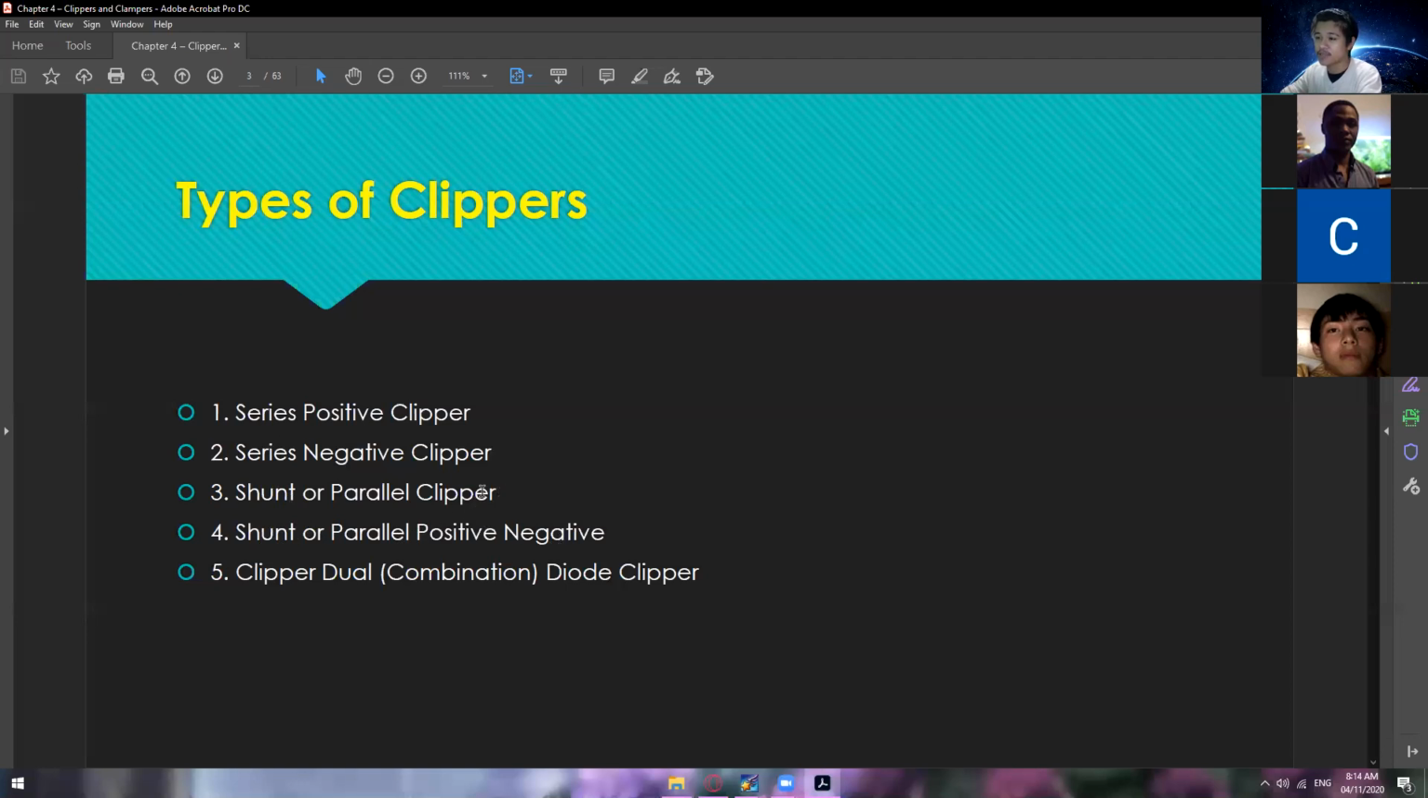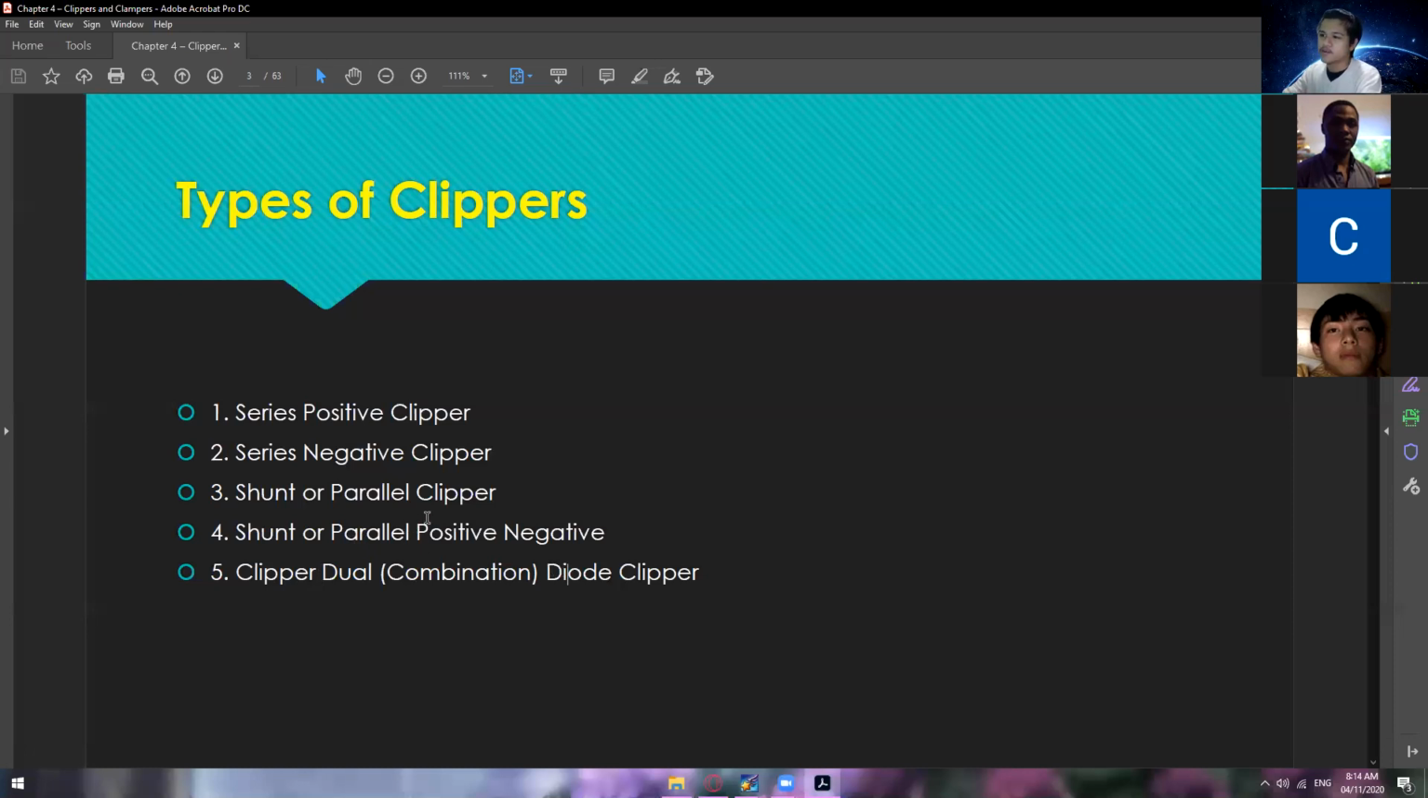So this one is just non-biased, but for this one, it is now being applied with bias. Shunt or parallel positive with bias or negative with bias. I will let you know what those biases are that I'm talking about right now. And then the last one is of course the capability to clip both sides, could be the negative or the positive.